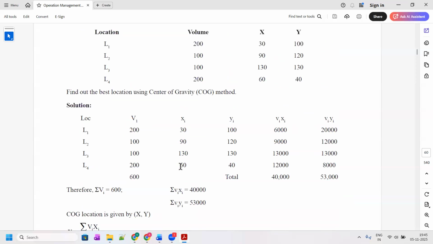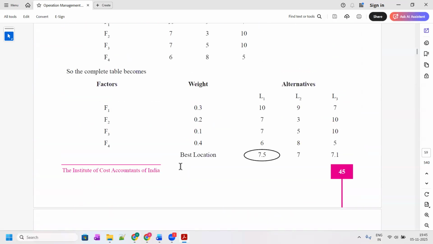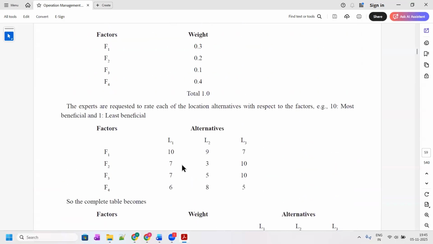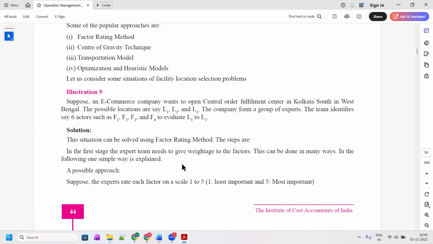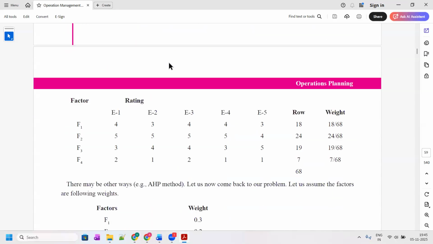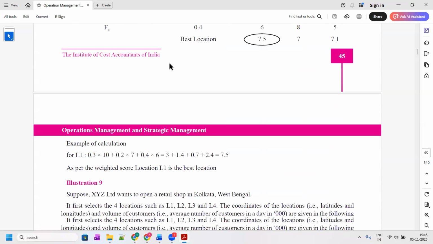So this is called the center of gravity method, and the earlier one was called the factor rating method. These are the kinds of problems you may get. You have to remember the names of the methods, whether it's factor rating method, center of gravity method, transportation method, or optimization and heuristic methods. By using these methods, we can rate the locations to find out which location is better than the other. These are just qualitative techniques; there's nothing mathematical in them.